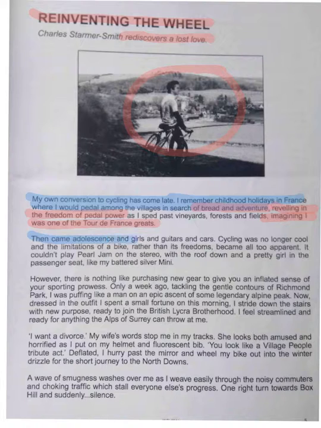"Then came adolescence and girls and cars. Cycling was no longer cool, and the limitations of a bike rather than its freedoms became all too apparent." Now this seems like he's actually contradicting what he's saying in the first paragraph. Now all of a sudden cycling isn't cool. But actually this is a structural technique by the author here.